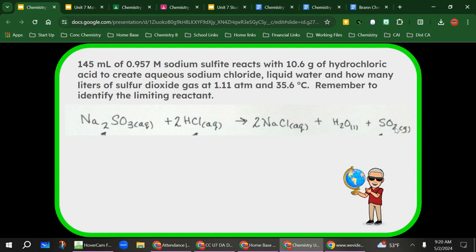Of the 145 milliliters, we would convert that into liters. And then would we multiply that by the 0.9? Yes. We have been taking the volume times the molarity because that's moles over liters. So when you take volume times moles over liters, the liters will cancel out and you will be left with moles.